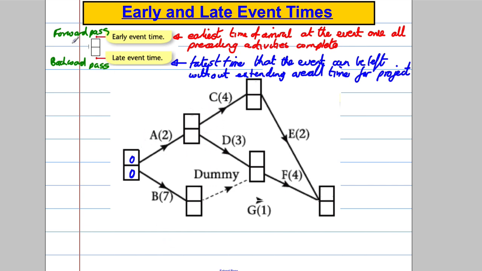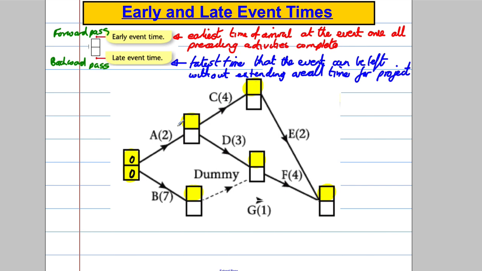Let's do a forward pass, and in the forward pass, I can always complete the first two, but then I'm going to complete every early event time in this pass. Okay? So, add this box here. What is the earliest time I can arrive here with everything done that needs to be done to get here?